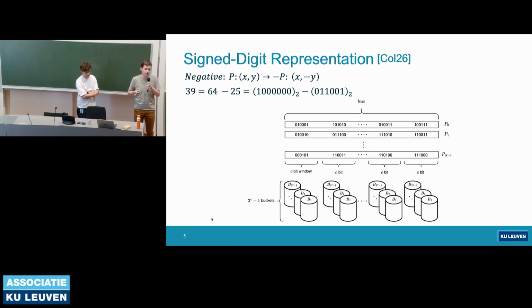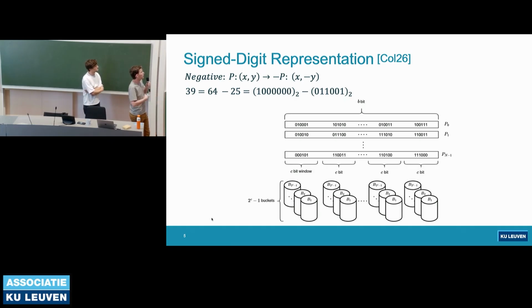There are a few optimizations over the Pippenger algorithm already known in literature, and we will cover three of them that we have combined together in our work. The first one is the signed digit representation, which exploits a property of elliptic curve points: the negative of a point is very cheap to compute by just inverting the y coordinate. So we can exploit this to make our windows smaller.